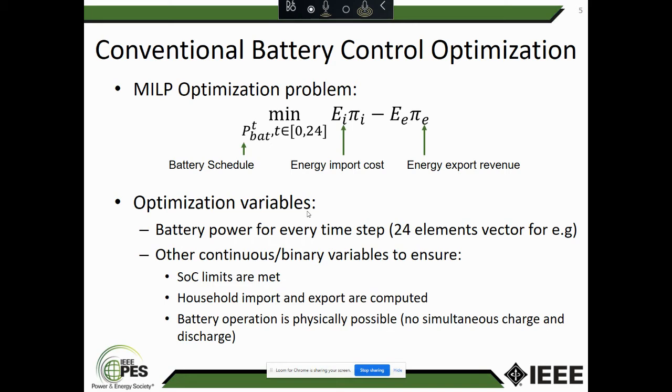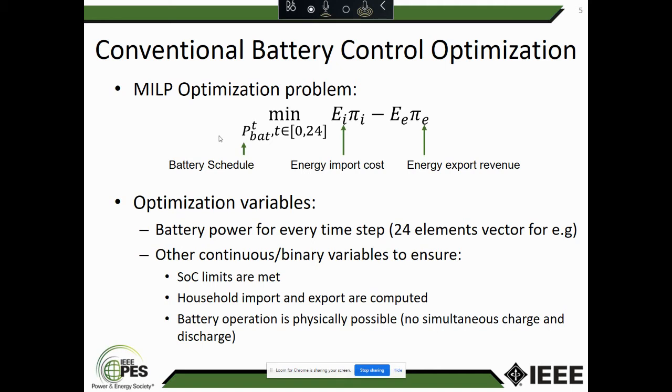So basically, conventional battery control optimizations, the basic ones not considering battery lifespan, aim at minimizing the costs of operation or maximizing the revenues from the use of the battery. So we usually have a mixed integer linear programming optimization problem where we minimize the energy import costs and maximize the energy export revenues. And by doing that, we change the variable which is the schedule of the battery, so the charging or discharging power, the operation power for each time step of the operation.